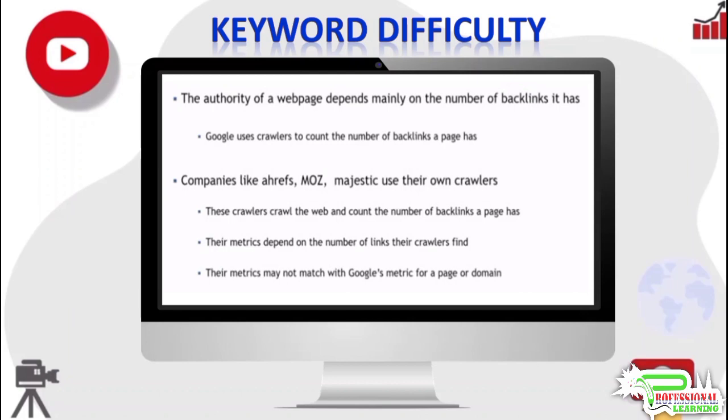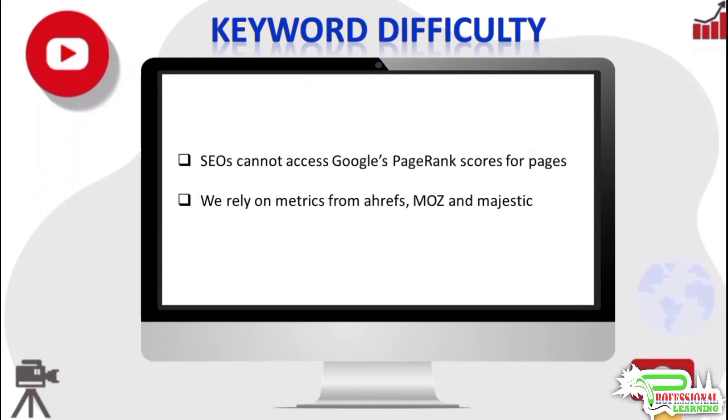Also, Google may not treat every link the same way. Google may penalize a domain, and links from penalized domains are not counted by Google in their PageRank computation. And these companies may not know a certain domain has been penalized by Google. So there will always be a difference between these metrics and Google's page rank for a page. Since we SEOs cannot access Google's page rank scores for web pages, we rely on metrics from Ahrefs, Moz and Majestic to make some of our decisions.